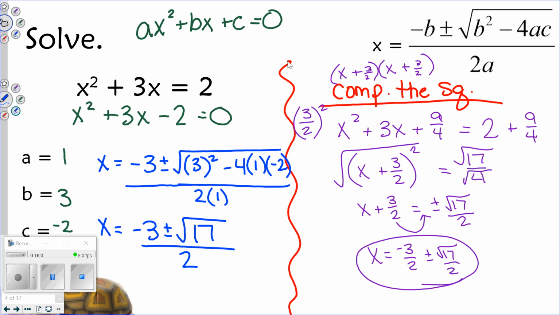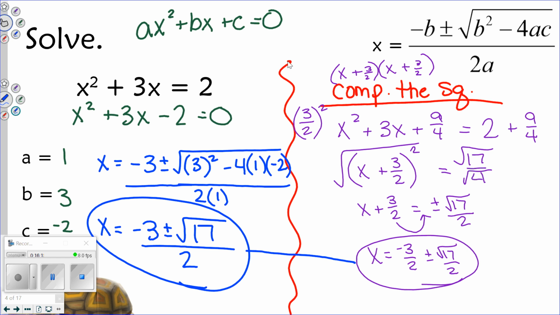Can you clean up the radical at all? No. Nope. So I'm done. Look at this answer versus this answer. Are they the same?